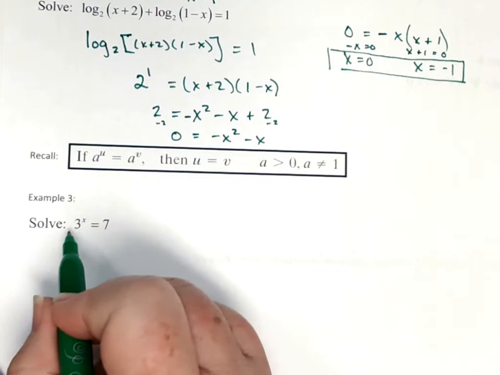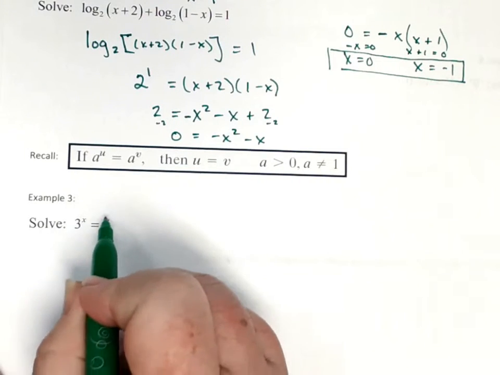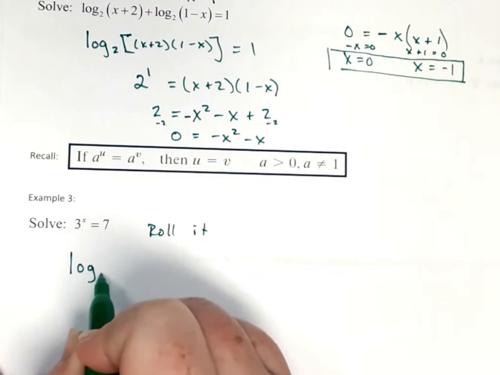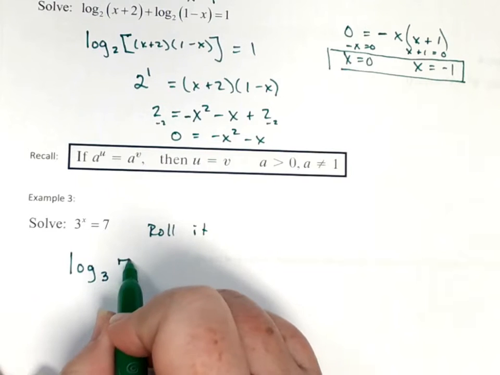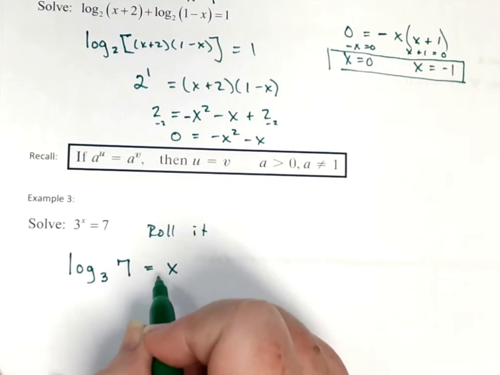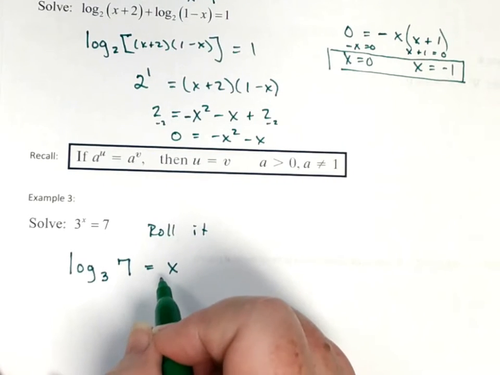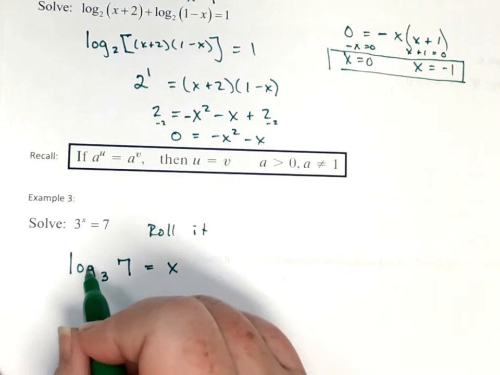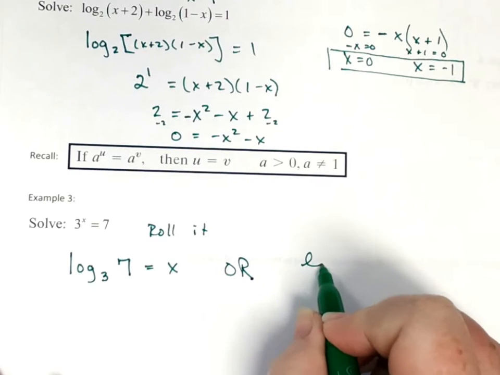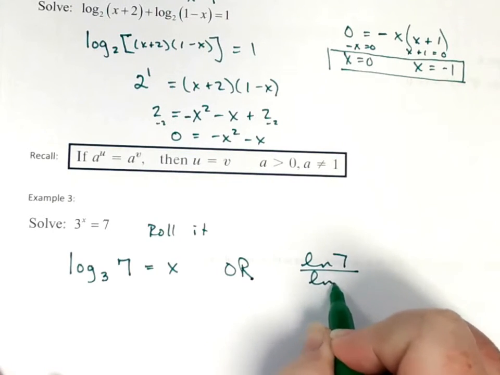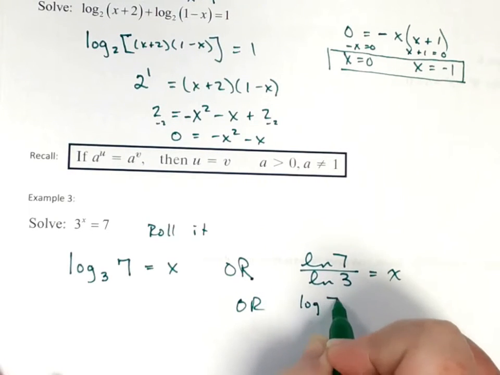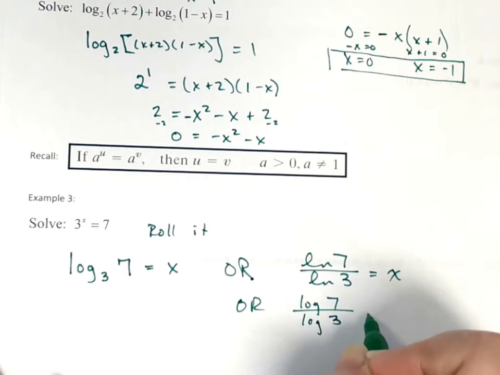The first of which is to rewrite this as a log. So I'm going to roll it. And when I roll this problem, I'm going to say log base 3, because there's the base, of 7 is equal to x. Well, I just isolated x. That is the answer. But if I'm typing this into the computer, it's probably not going to let me type in log base 3 of 7. So they're going to want me to rewrite it as the natural log of 7 divided by the natural log of 3, or the common log of 7 divided by the common log of 3.